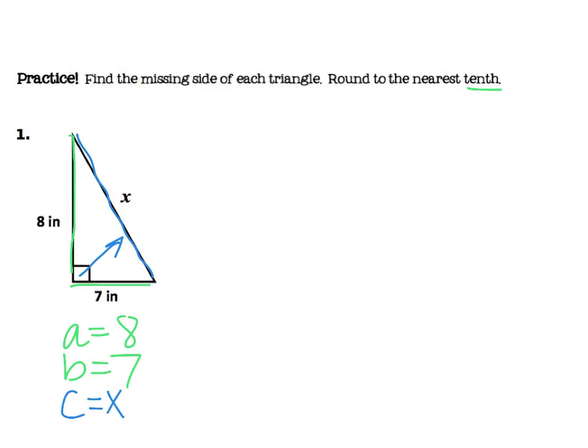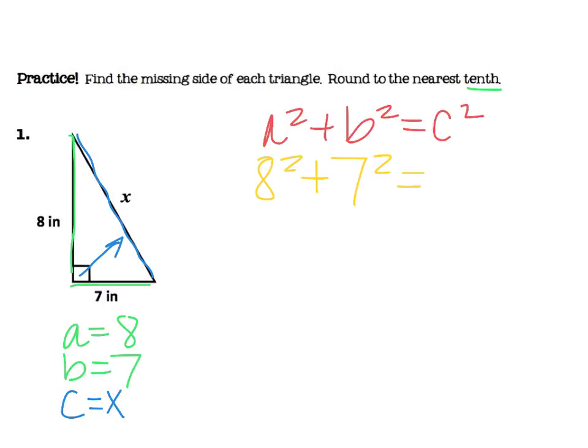So what we want to do is use the Pythagorean theorem. We know A squared plus B squared equals C squared. And we want to plug in what we know. So A and B are both of our legs, so we want to plug them in. So 8 squared plus 7 squared equals, and C is our hypotenuse, and we don't know what that is, so we want to say X for C, so X squared. Then we want to simplify. 64 plus 49 equals X squared. Combine like terms, so 64 plus 49 gives us 113.